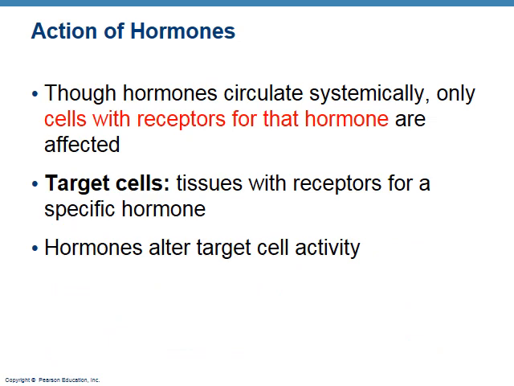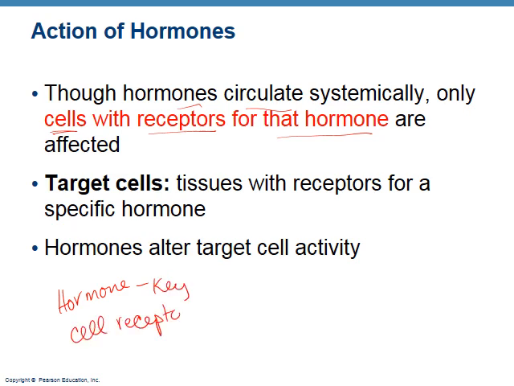Now we're going to move on to the action of hormones. So hormones circulate, but only the cells with receptors for that hormone are affected. So if you want to think of the hormone as the key, the cell has receptors, and that's the lock.